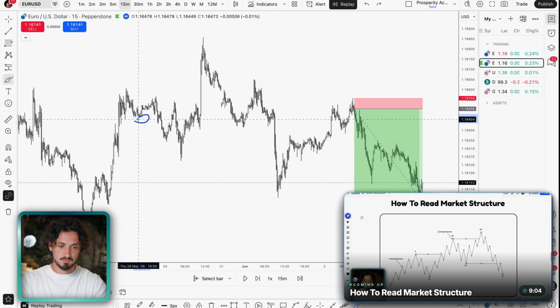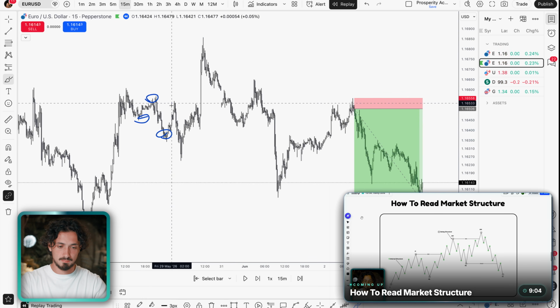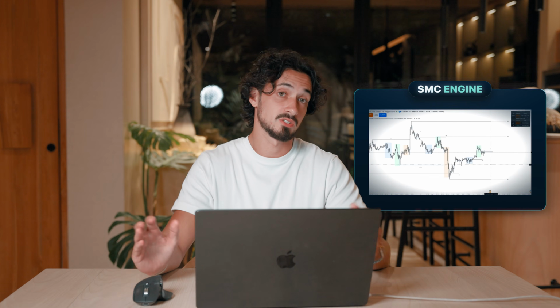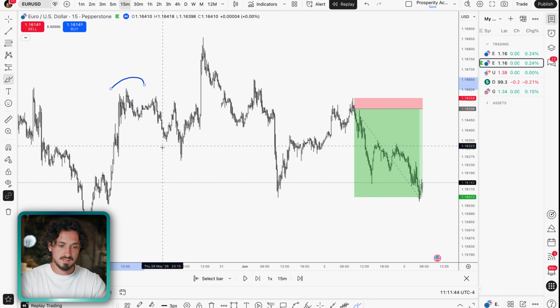So these are the external swing points. Then we have internal, which we'll talk about later on, and many people get this wrong all the time, and that's why they don't know how to use market structure. But I also have a solution for that also. So these are the external swing points.